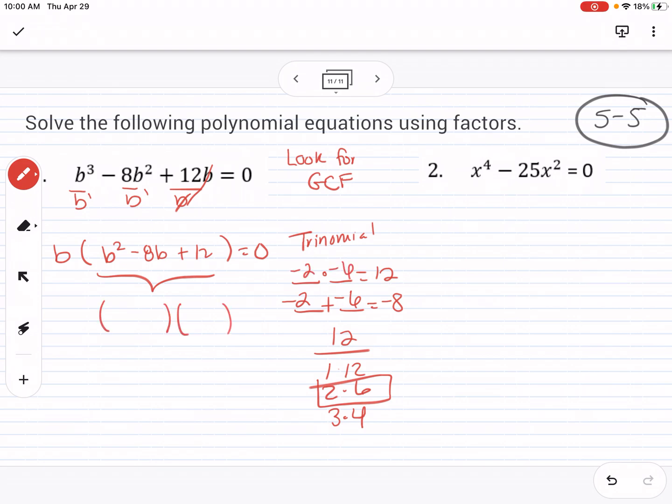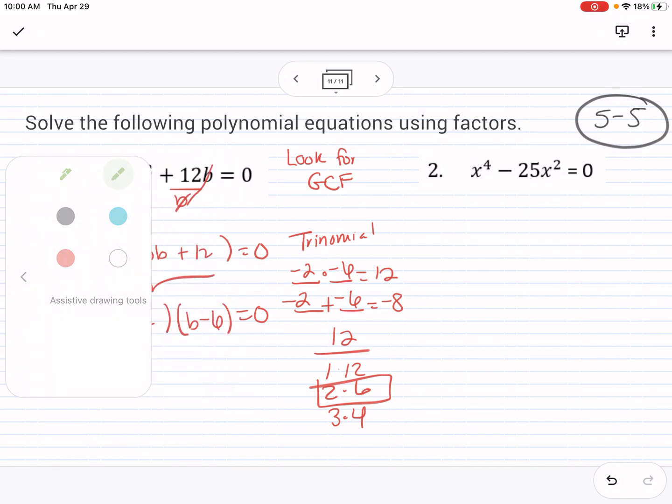So this can be split into 2 new factors. I'm going to put b and b because b times b is b squared. And then we can put the negative 2 and the negative 6. The b that we factored out at the beginning goes out in front. These are done being factored because there's no exponents anymore.